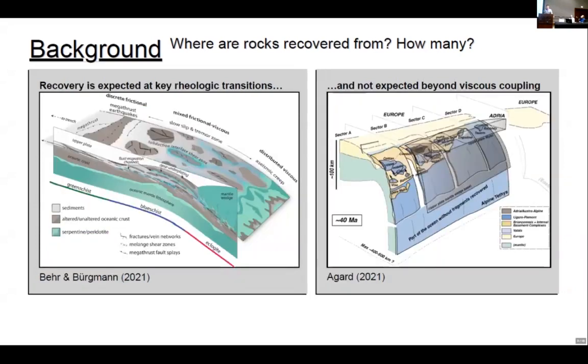So you integrate all the geophysical data and the petrologic data, and you come up with these working models, both published in the same year, both really showing similar details. And both of these illustrations are trying to make the point that recovery is expected at or near these key rheologic transitions along the interface. And conversely, we don't expect rocks to be recovered from certain areas as well. For example, we expect there to be an upper limit on rock recovery that corresponds with the depth of viscous coupling between the plates.